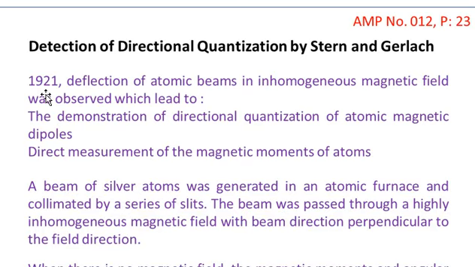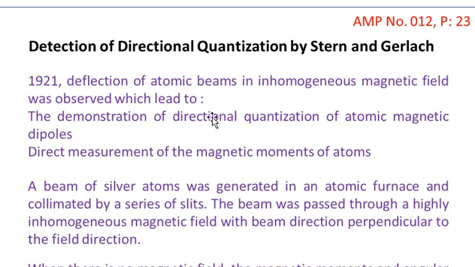In 1921, deflection of atomic beams in an inhomogeneous magnetic field was observed. This is important. If the magnetic field is homogeneous, there will be no deflection of the atomic beam. Under the inhomogeneous case, you will see a noticeable change in the deflection of the atomic beam.